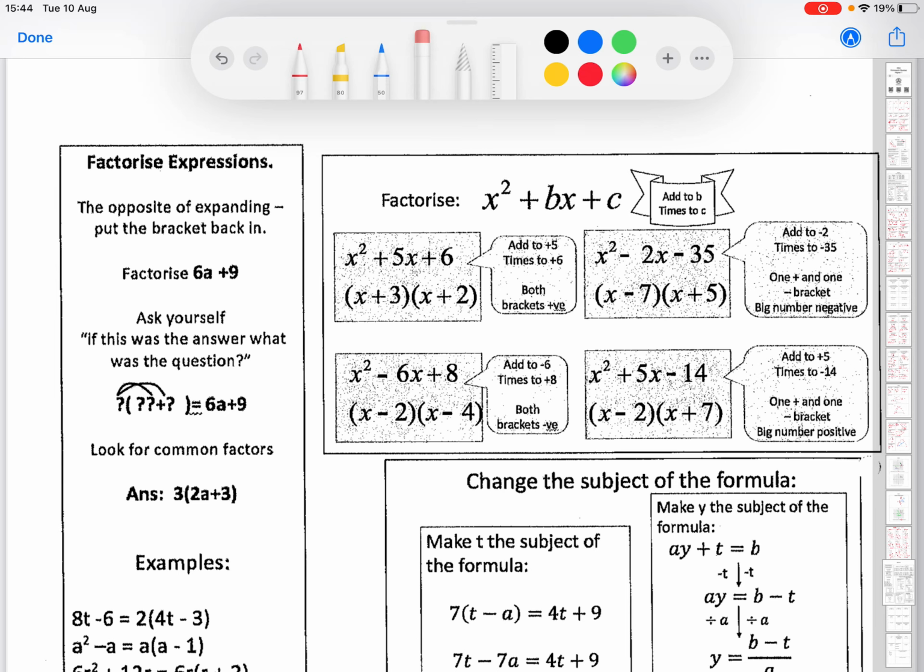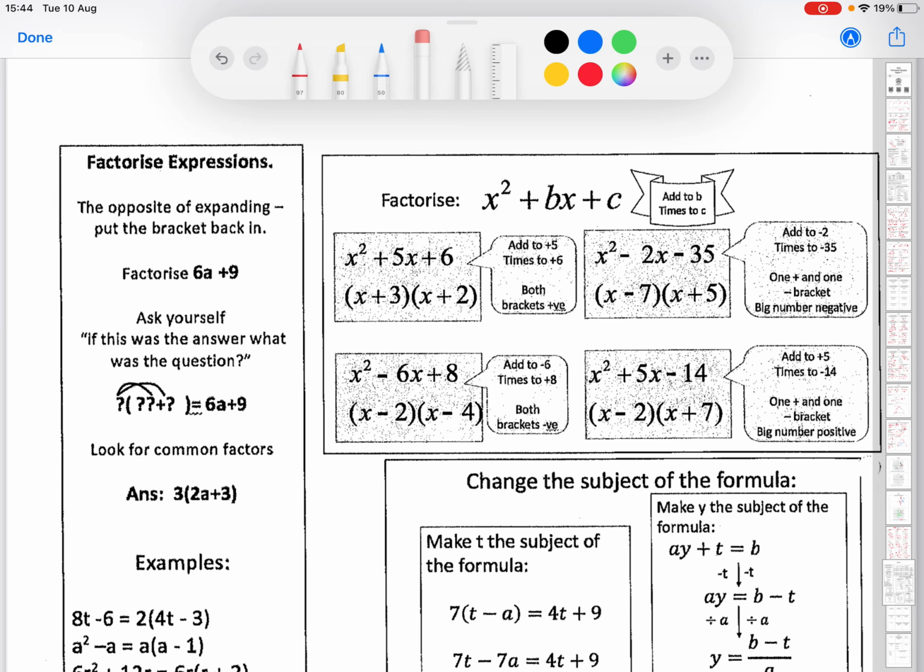You've got to be very careful on negatives here, okay? If they're both the same, they're going to be both positive. If they're both minuses, you're going to have one minus and one positive. If you've got a minus and then a positive, you're going to have two negatives. If you've got a positive then a minus, you're going to have a minus and a positive. So it's very, very confusing which way around you're doing it. But you've just got to think.